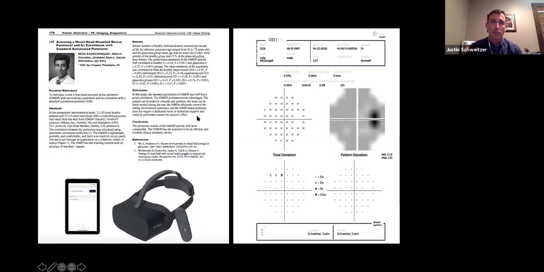So another question here, how long does the SITA Faster usually take? It's about 3 to 5 minutes. So good question. It's about 3 to 5 minutes to get a SITA Faster done.